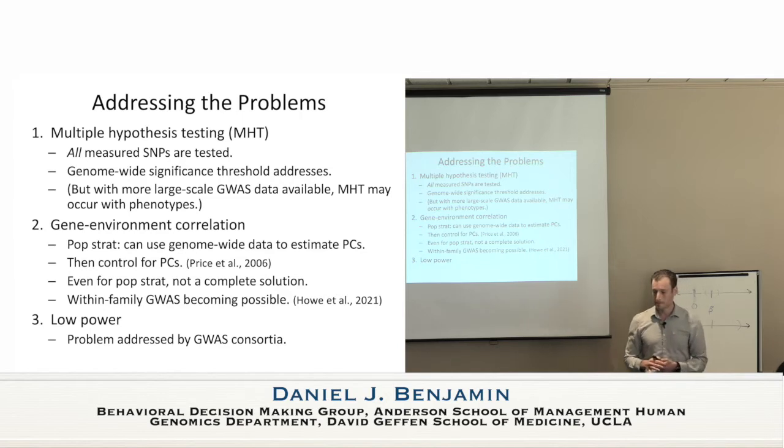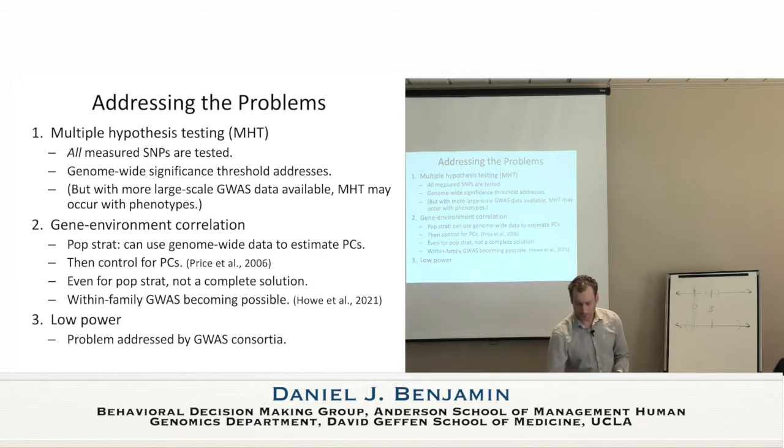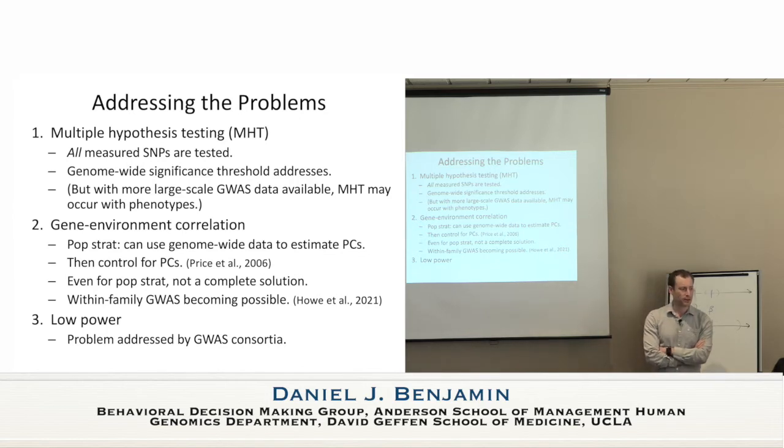Yeah? Feel free to answer this question, but I'm curious, why don't we use something like variable education, like something to control for SES? So the question is, why not include more control variables in the GWAS to try to deal with some of the issues of gene-environment correlation? And I think, in principle, that's a good idea.